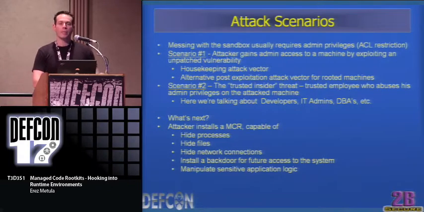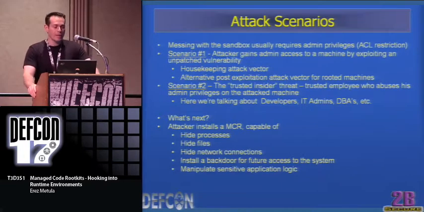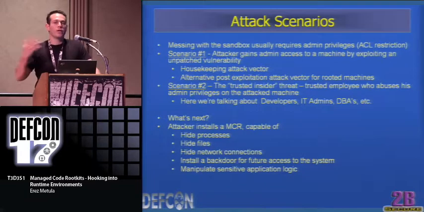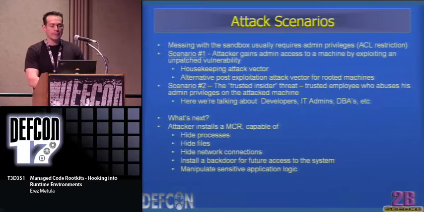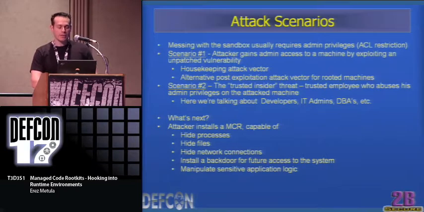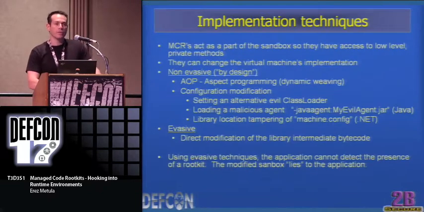For example, AOP, or aspect-oriented programming, using dynamic weaving lets you inject code into applications. Configuration modification, for example, setting an alternative evil class loader, or loading a malicious agent in Java. This is how you do that. And maybe messing with the machine config in .NET. You can do that in all those techniques. But this is not something which is evasive. If the application queries the virtual machine, it knows about it.